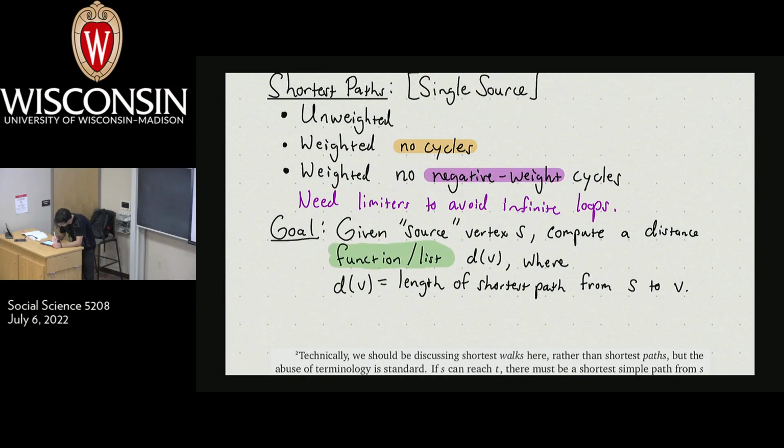So I already wrote that here. We have this source vertex S, and we're basically creating a distance function, or you could represent it as a distance list, d of v, where d of v stores the length of the shortest path from S to v. So you're not just doing it for a single S and T, you're doing it for every single v. You want to know all those shortest paths.